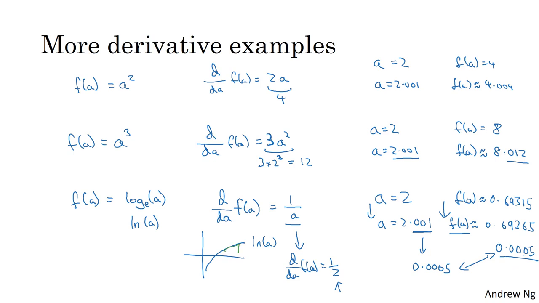So if you draw that little triangle, if you will, if on the horizontal axis this goes up by 0.001, on the vertical axis log of a goes up by half of that, so 0.0005. And so that 1 over a, or 1/2 in this case, when a is equal to 2, that's just the slope of this line when a is equal to 2.